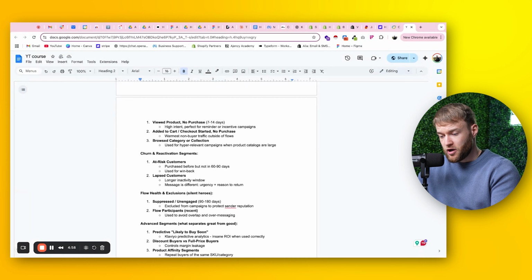Then you've got your churn and your reactivation segments. So you've got your at-risk customers. They purchased before, but not in the last 60 to 90 days. So a really interesting figure in the e-com space.